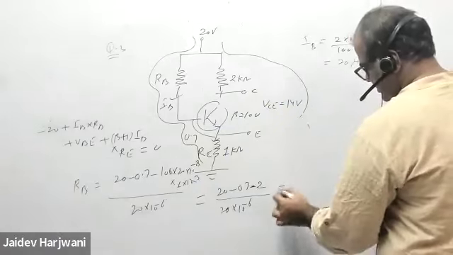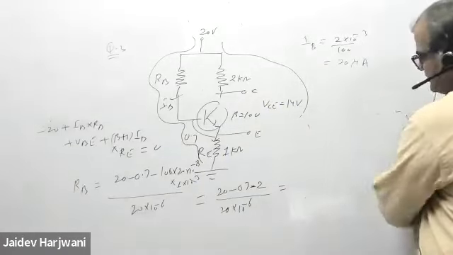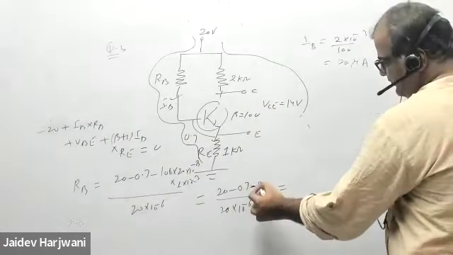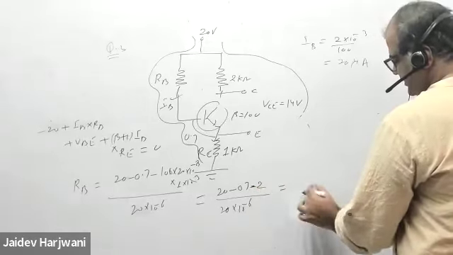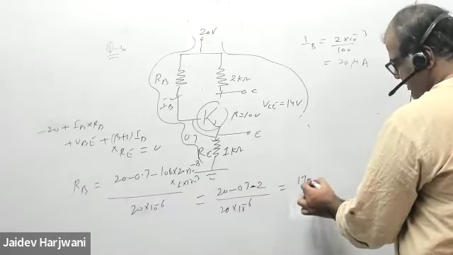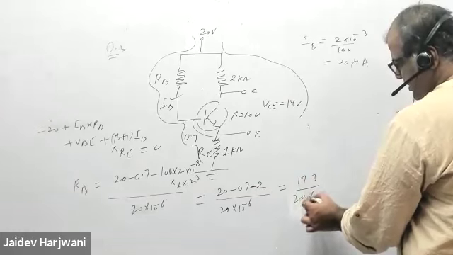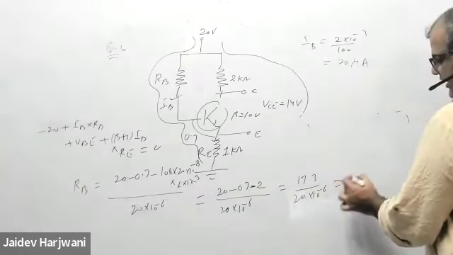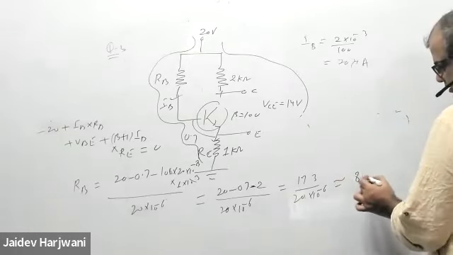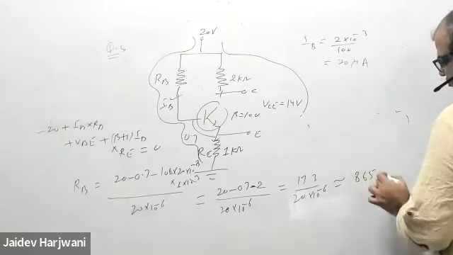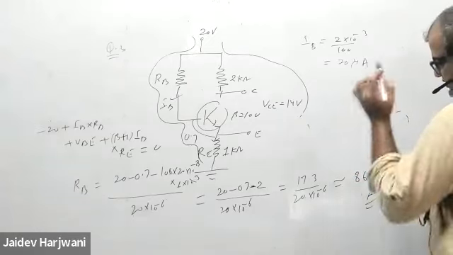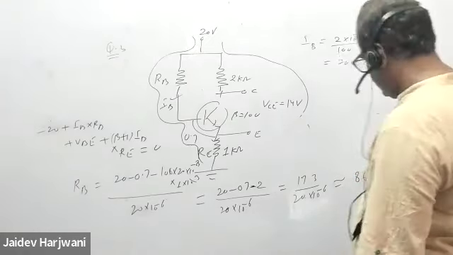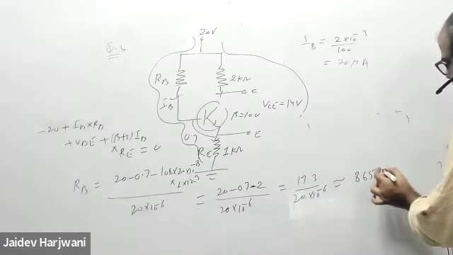Sir, 864 kilo ohms. Yes, around this will come. Okay, this is 20 minus 2.7, that is 17.3 upon 20 into 10 to the power minus 6. So around 860. How much is coming? 864, 865. Okay, whatever is coming. Not ohms, sir, kilo ohms. Kilo ohms, yes, kilo ohms.